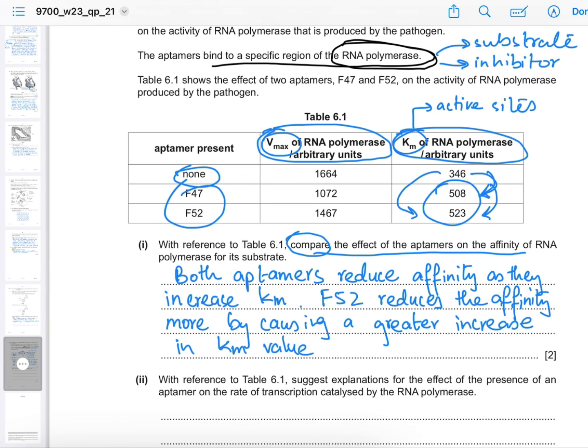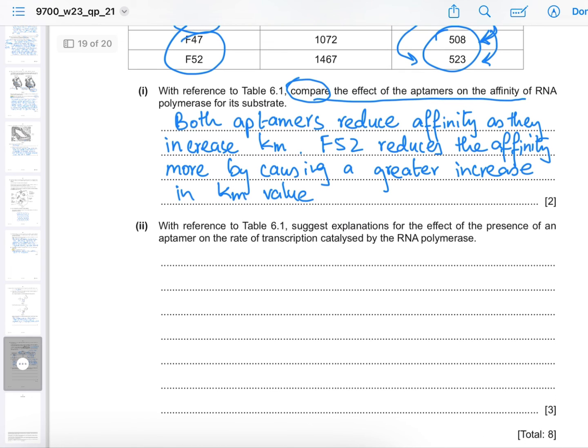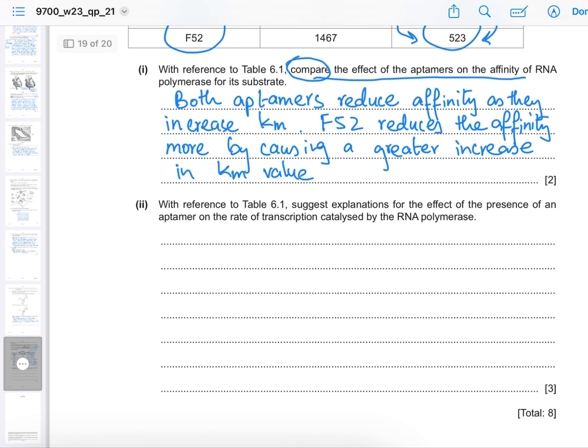Part 2: with reference to table 6.1, suggest explanations for the effect of the presence of an aptamer on the rate of transcription catalyzed by the RNA polymerase. As I mentioned earlier, a possible reason is that aptamers are inhibitors. They could act as enzyme inhibitors by binding to the catalytic site or by binding to the allosteric site.